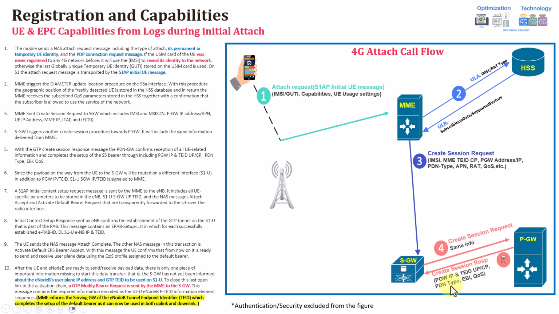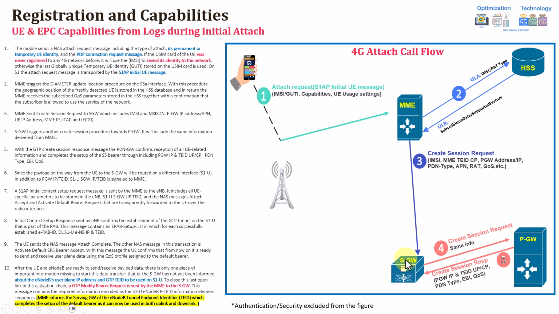And it will tell them what kind of PDN type is being selected, for example, IP version 4 or IP version 6. And it will give them information about the quality of service and the EPS bearer identity in general, for example, which QCI is going to be used, what kind of information for the quality of service, and so on.